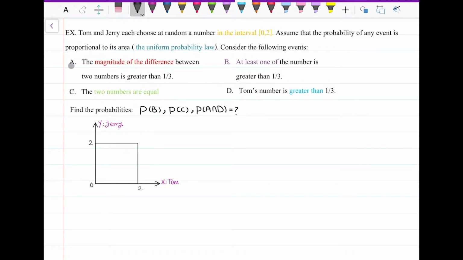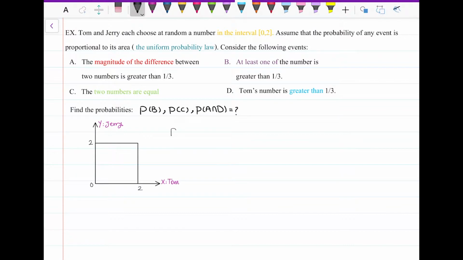Consider the following events. A is the event that the magnitude of the difference between the two numbers is greater than 1/3. B, at least one of the numbers is greater than 1/3. C, the two numbers are equal. D, Tom's number is greater than 1/3. Find the probability of B, C, and A intersection with D.